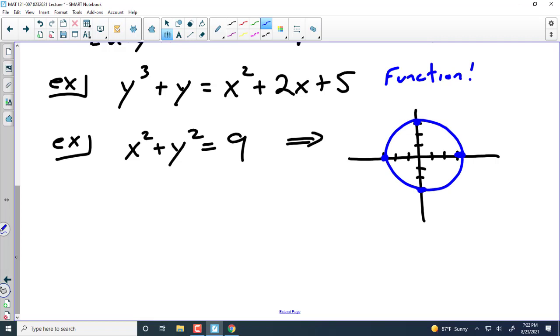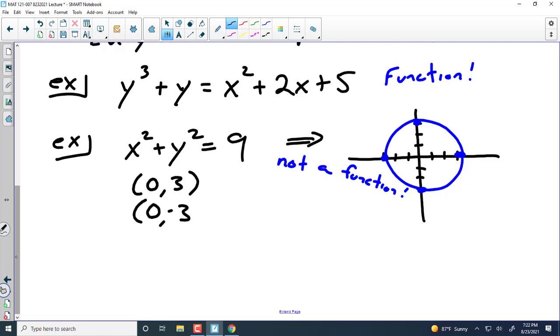Yep, that's a circle right there. Not a function. Fails the vertical line test. Still an important thing in mathematics. Here's another way I can demonstrate to you why this is not a function. Here's two ordered pairs that work in that equation. (0, 3) and (0, -3) both work in that equation.